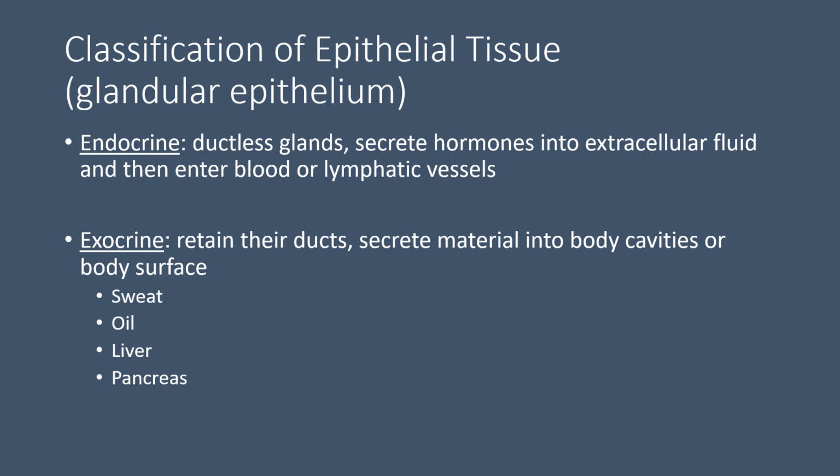The classification of epithelial tissue also includes glandular epithelium, endocrine versus exocrine. Endocrine glands are ductless. They secrete hormones into extracellular fluid, which is then going to typically end up in the blood and be transported elsewhere in the body. Your exocrine glands retain their ducts, and so they're going to secrete the material onto the body surface or into a body cavity. Things such as your sweat glands or oil glands, the liver, the pancreas, etc.